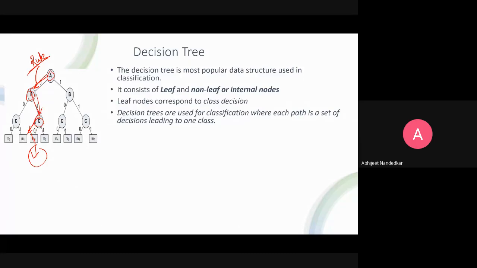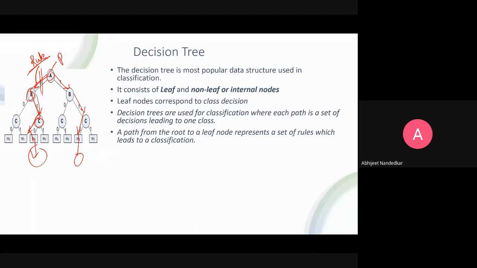So if I say at this point I have not satisfied this side, then I will move to this side. Then suppose I take this decision, and then I take this decision, so I will land in this class. So like that, at each node you have to take certain decision. Path from the root node to leaf node represents a set of rules which leads to classification. So this is called the root node. This is an internal node, and these are leaf nodes.